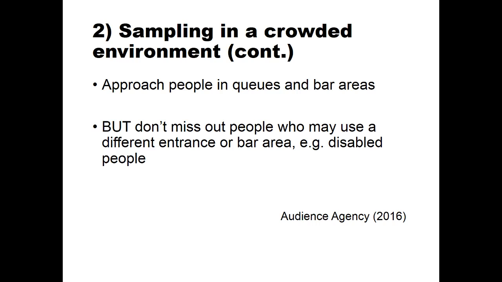You may wish to approach audience members as they're queuing, and in bar areas, they are relatively static and they may be looking for something to occupy themselves. However, to ensure that you do not miss out on some audience members, for example, wheelchair users who may be using a different entrance, do ensure that you also approach people inside the venue.